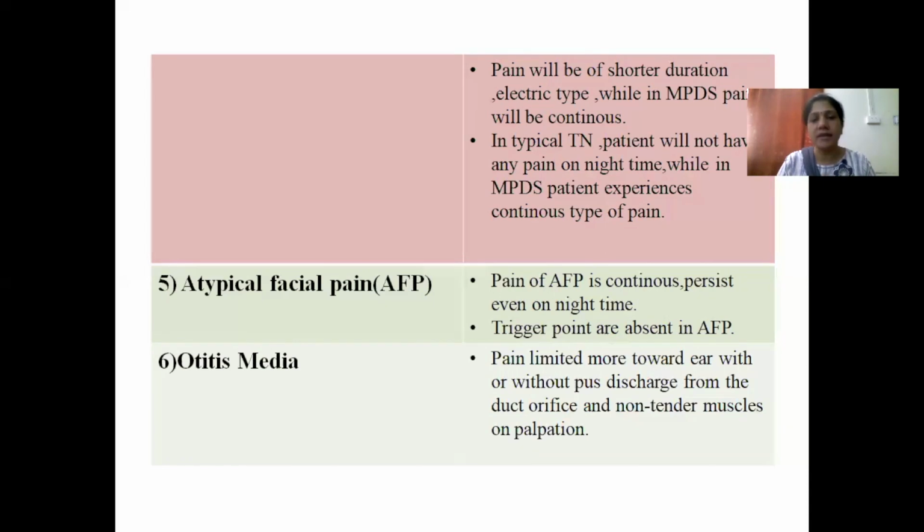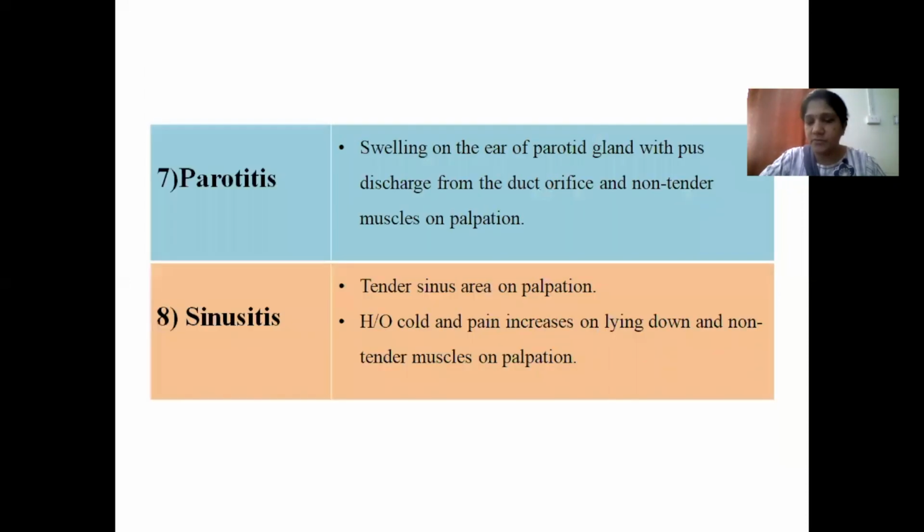Otitis media is the next one, where pain is elicited from the ear. That is, the ear will be the first site. In case of MPDS, the referred pain is in the ear. You can see the difference. Then there are no tender points in the muscles of mastication when the pain is because of otitis media.